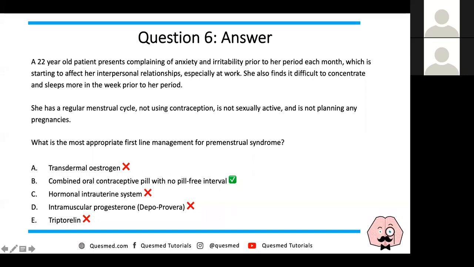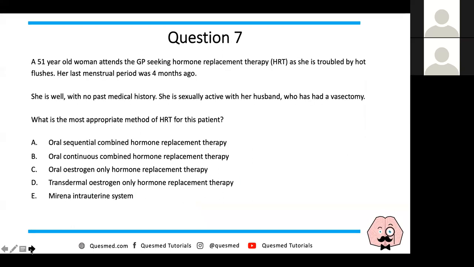Depo-Provera, we don't tend to use that for PMS. Actually, one of the side effects of that is that it can cause mood swings. We probably want to stay away from that. And triptorelin, that's one of those GnRH analogues which acts to suppress ovarian steroid production, essentially. As I said, these have a detrimental effect on bone mineral density, so we tend to use those as a second, third line treatment of PMS. So let us move on to the next question. Again, you'll have a minute.